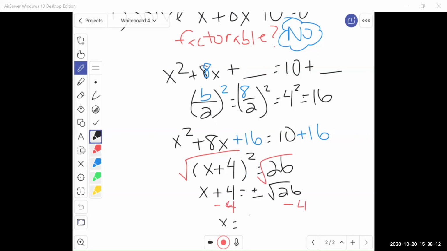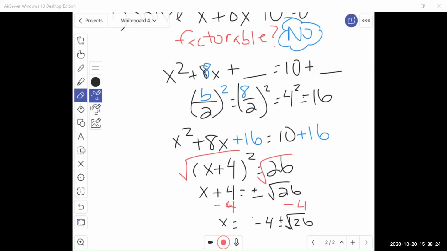So x equals negative 4 plus or minus square root 26. Actually, this first one would not be plus or minus. So negative 4 plus or minus square root 26. That would represent our two answers.